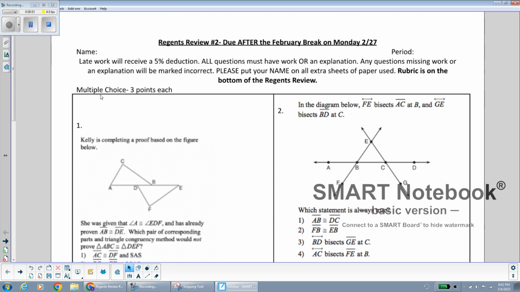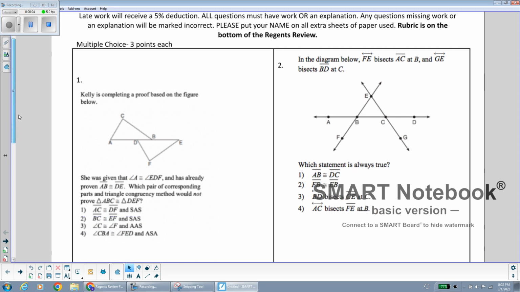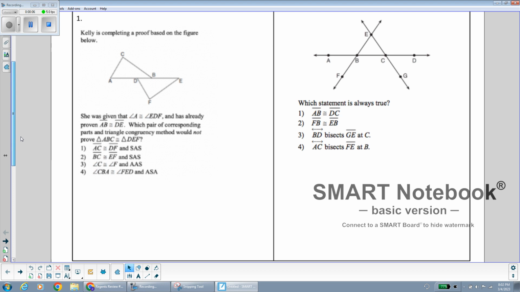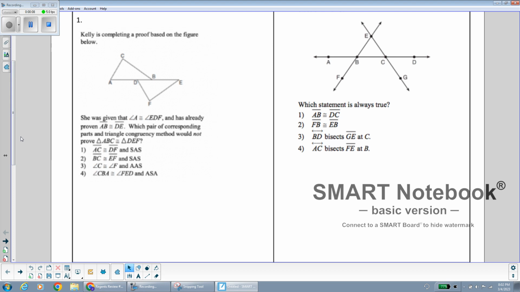Hi everybody, in this video I'm going to go over the Regents Review number 2 assignment. In number 1, it's asking us which pair of corresponding parts and methods would not prove the triangles congruent.